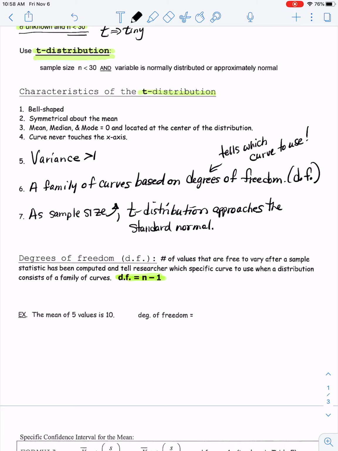From there, a few extras that I added in here. The variance is greater than 1. The t-distribution results from a family of curves based on degrees of freedom. The degrees of freedom, I just put DF, tells which curve to use because it's a family of curves. And also we know that as the sample size increases, the t-distribution approaches the standard normal. So the closer we get up towards 30, the more it resembles our standard normal curve.